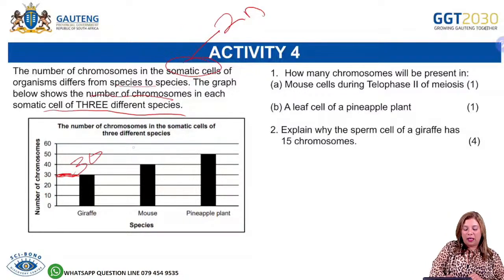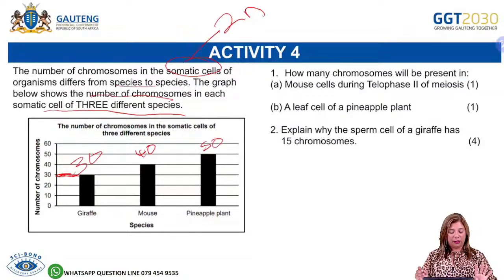The mouse has 40 chromosomes, and the pineapple plant has 50 chromosomes. So I already know this. But remember, it's somatic cells. So if I have to look at sex cells of any of these, is it going to be the same number? No, it won't, because these are diploid. If they undergo meiosis and we need sex cells or gametes, we need them to be haploid. So it will be half this value.